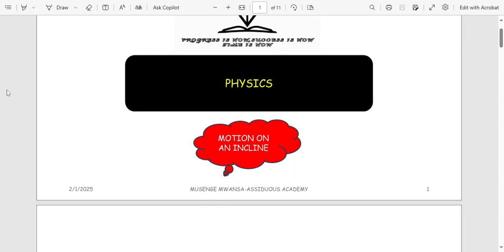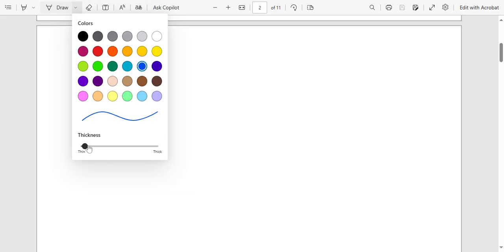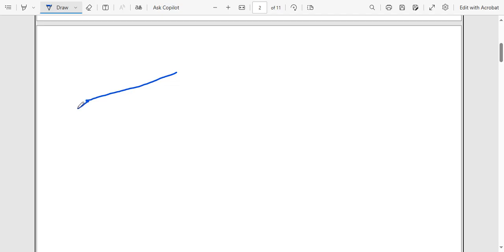This is application of laws of motion. Application. So let's start on an incline. Let's say we have got an incline here. There is our incline. So this is our incline.